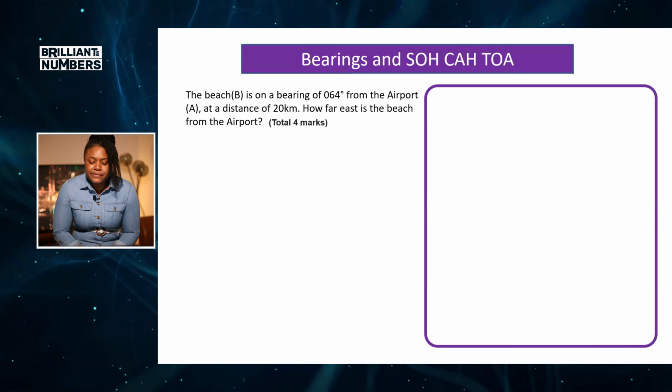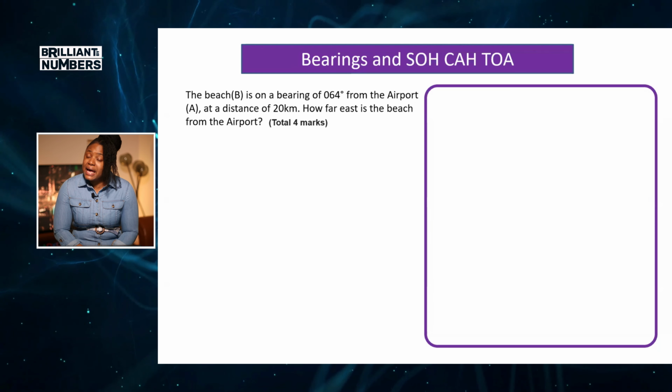Another 4 marker here. Now the beach is on a bearing of 064 degrees from the airport A at a distance of 20 kilometers. How far east is the beach from the airport? Step by step we're going to do that.